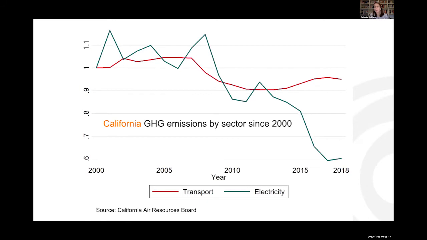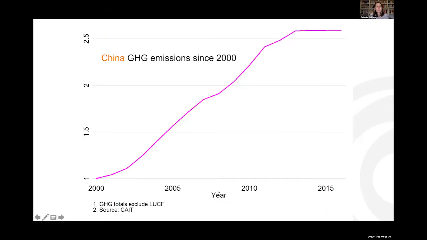So my husband works in the electricity sector in California and often comes home and says, they're just breaking the back of the electricity sector. You know, we've got to think about some of these other sectors. We need to think about reducing emissions in transport. And I do think we need to think about reducing emissions in transport, but we cannot give up on the electricity sector.